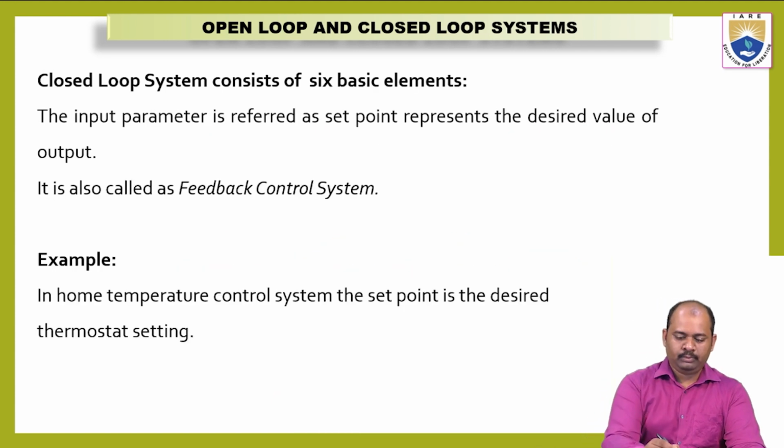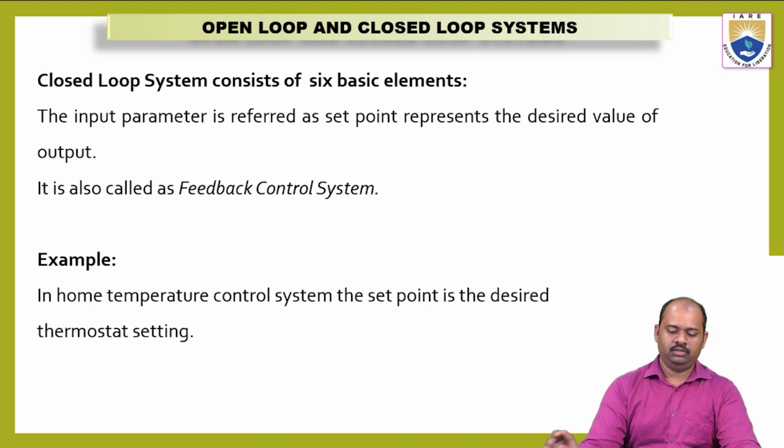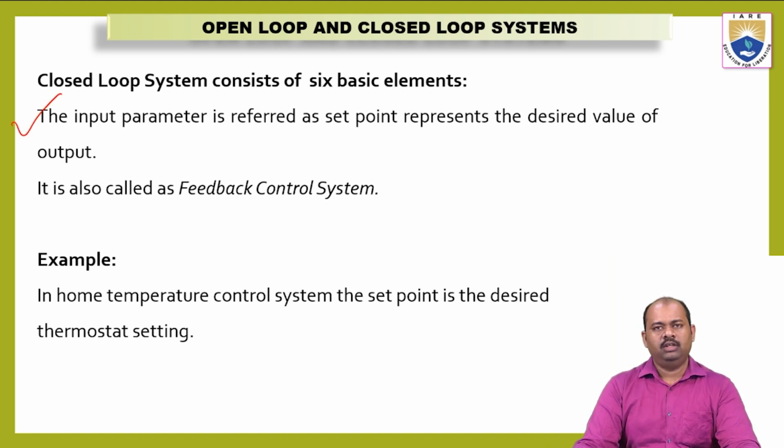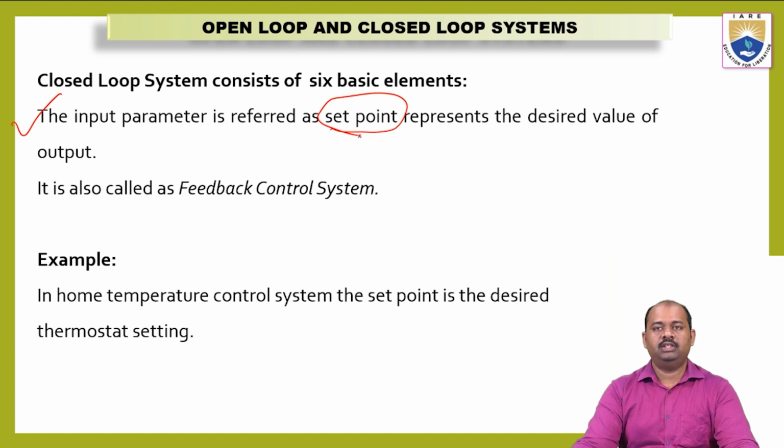Then we'll see the input parameter is referred to as the set point, which represents the desired value of the output. See here, this is a very important point regarding the closed loop system. Whatever parameter is given as the input to the controller is called the set point, which represents the desired value of the output. So the input value decides the output parameter. Depending on the input only, the output will change.